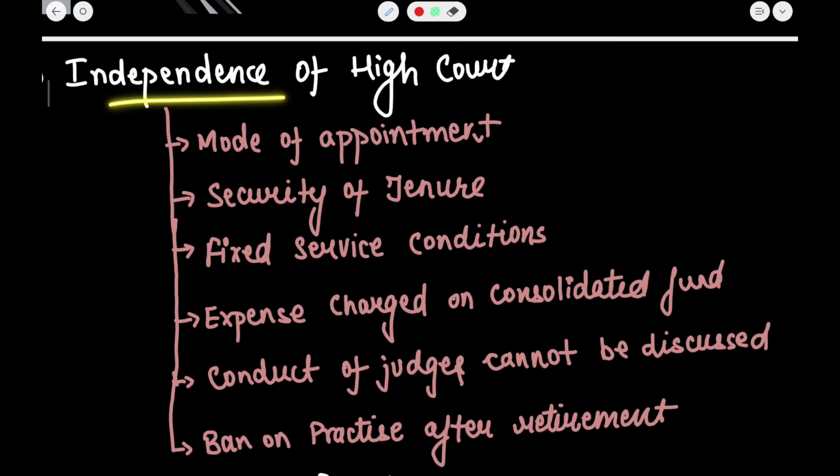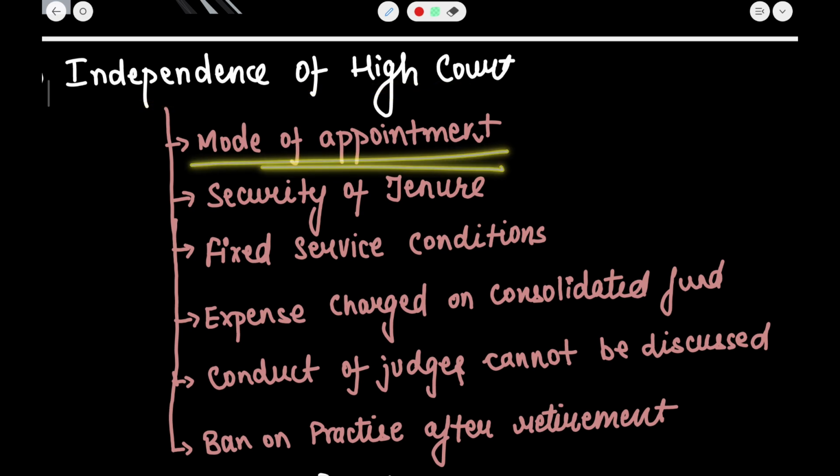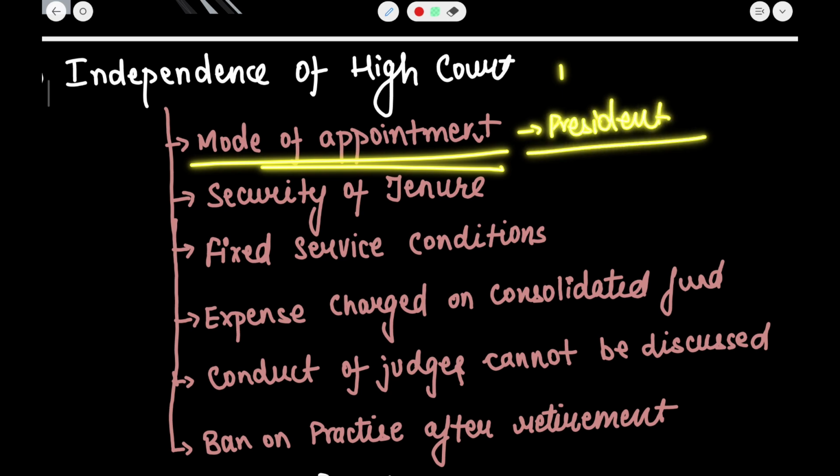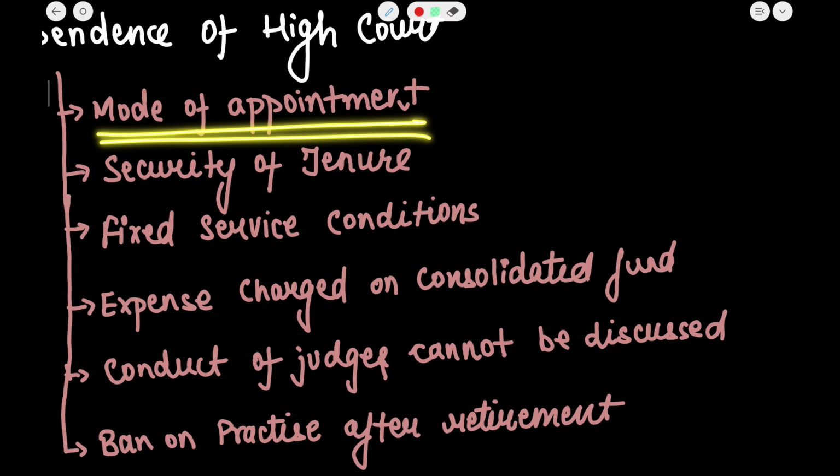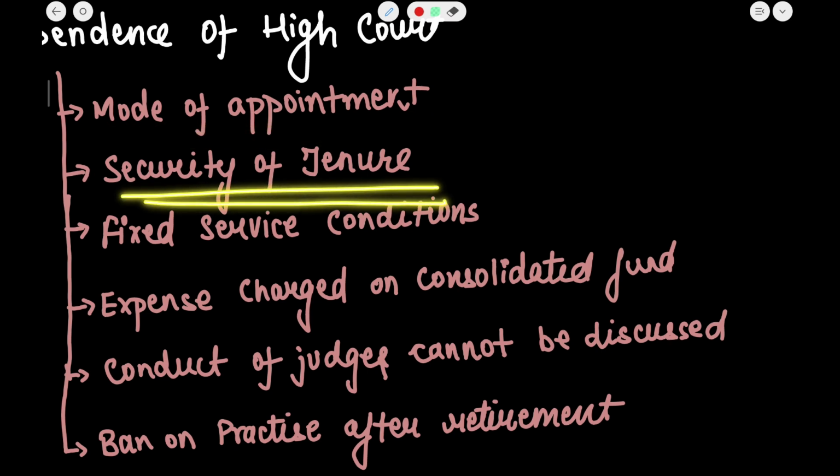What about the independence of the High Court? As for the mode of appointment, the judges of High Court are appointed by the President in consultation with the judiciary itself. So this mode of appointment upholds the independence of the High Court. Now, what about the security of tenure? A High Court judge is provided with security of tenure. He can be removed from his office only by the President, and that too when a resolution is passed by the Parliament.